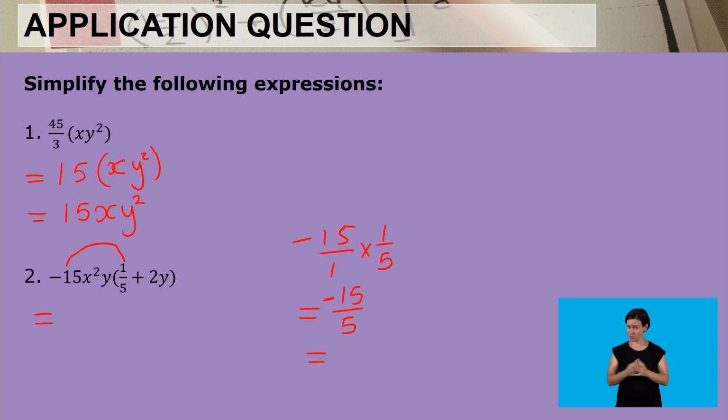So how many 5s do we get in 15? Yes, we get 3 of them, and we know because we are dividing a negative number by a positive number, our answer is going to be negative. So we know that negative 15 multiplied by 1/5 will result in a negative 3. Then, of course, because the 1/5 does not have any variables, then we are just going to write these variables as they are. Let's move on to the second term of the binomial.